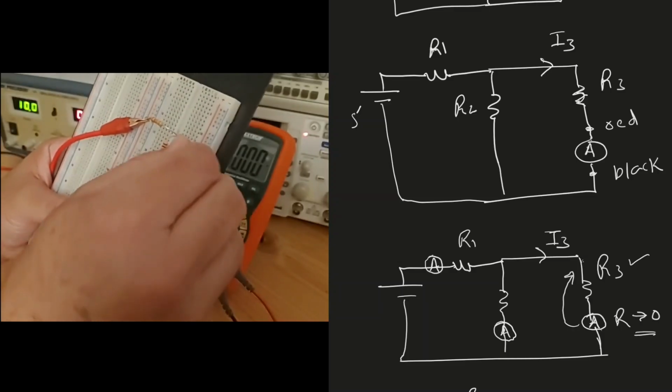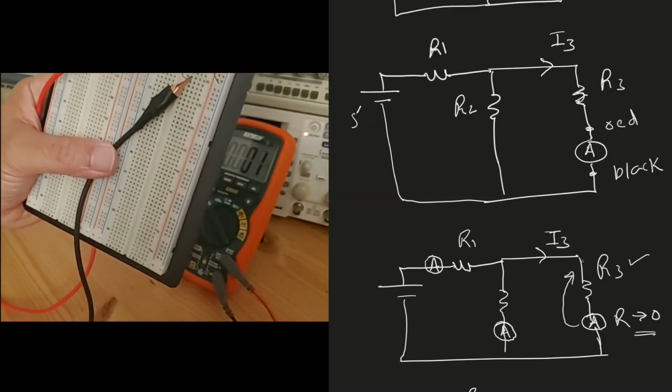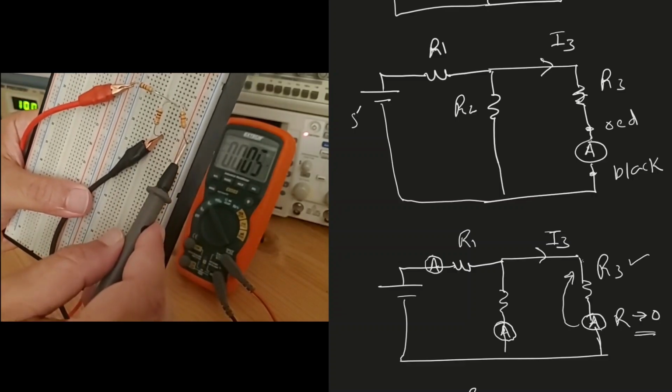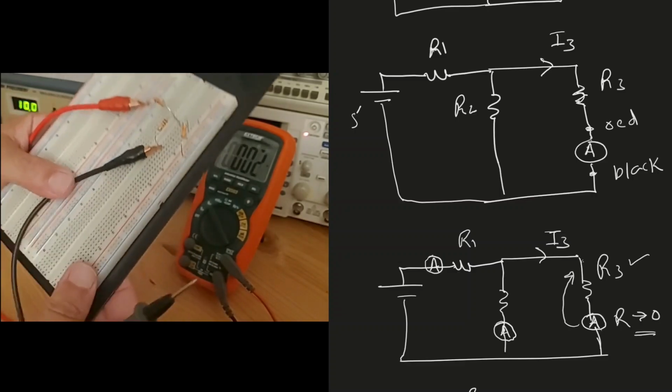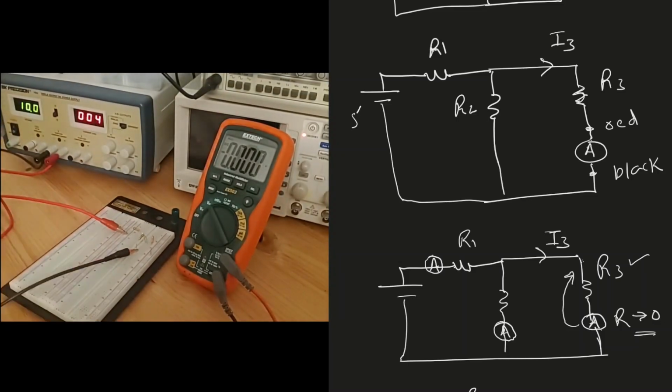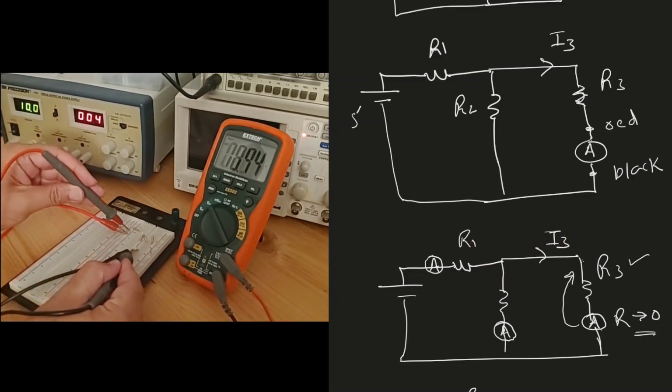So I disconnected this resistor, I removed it like this. So now this point is not connected to this point. You see, this point is not connected to this point. Okay, so now, first of all, I just want to measure my voltage from the power supply. And the voltage is 10.12.